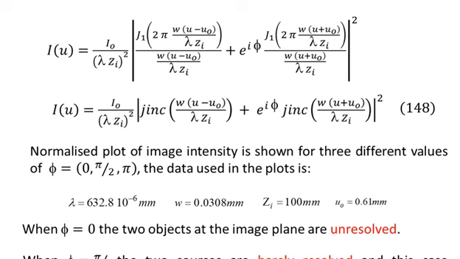And Zi, because the total aperture has a width of 2w. Zi is the distance at which the image plane is located, and that is 100 millimeter. You can see that this 100 millimeter, that is Zi, is much greater than w. And u naught equal to 0.61 millimeter is the separation of the point sources from the central position of the image plane.